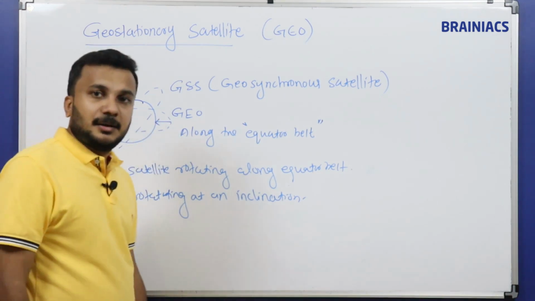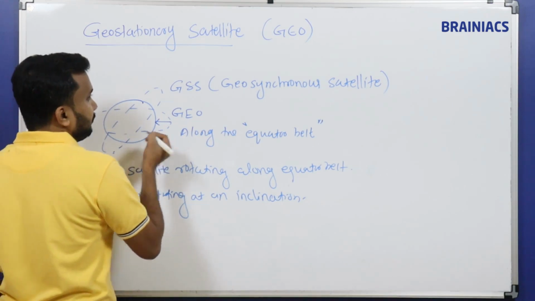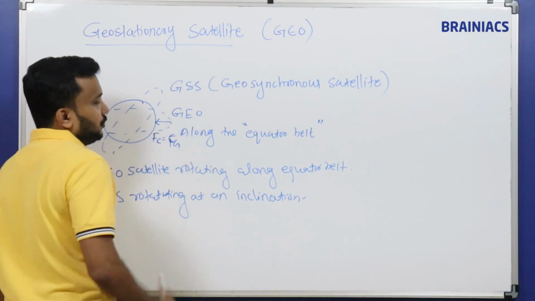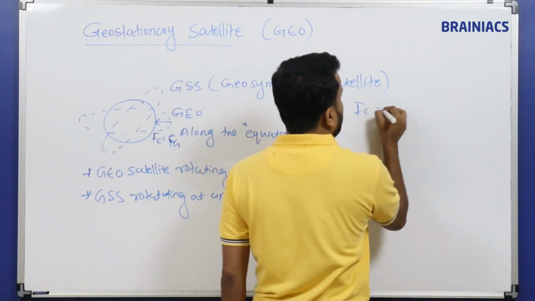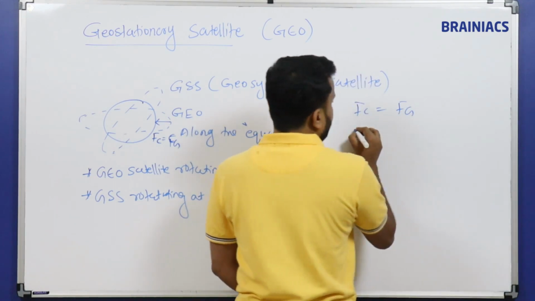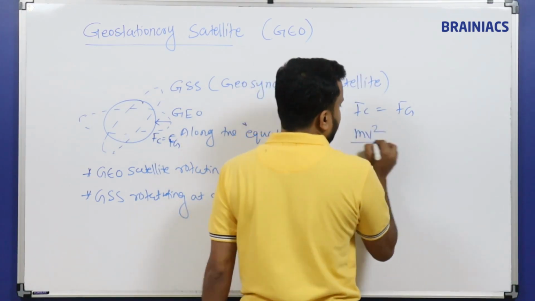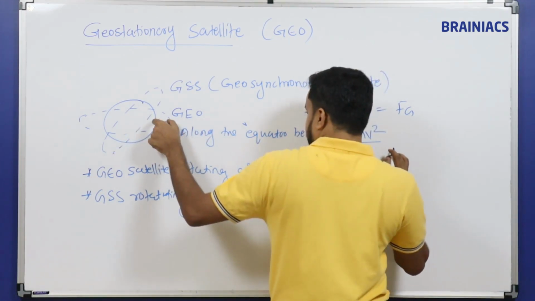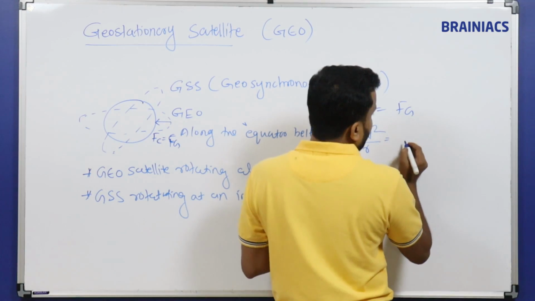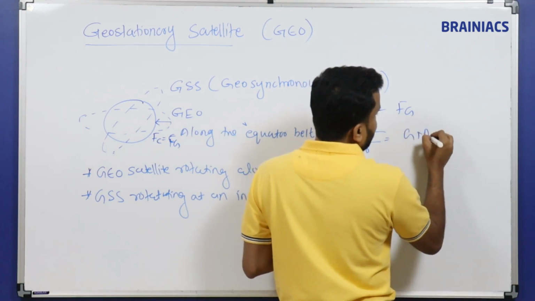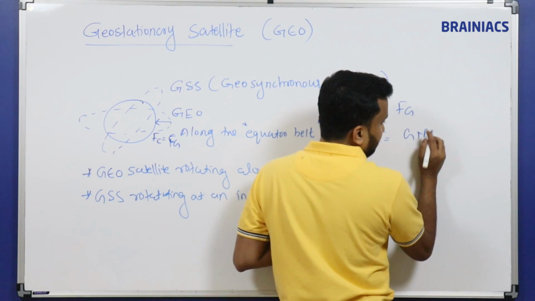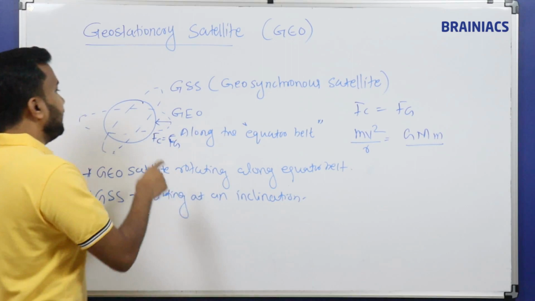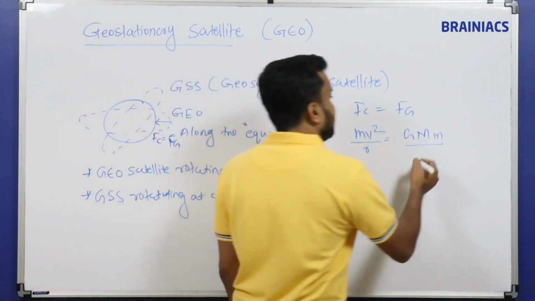As I told, it is a bounded system. So the centripetal force is equal to the gravitational force. This we already know, Fc will be equal to Fg. Fc means centripetal force, mv square by r, where r is the distance to the earth's center, and the gravitational force is GMm by r square. Small m is the mass of the satellite, capital M is the mass of the earth, and r is the distance.